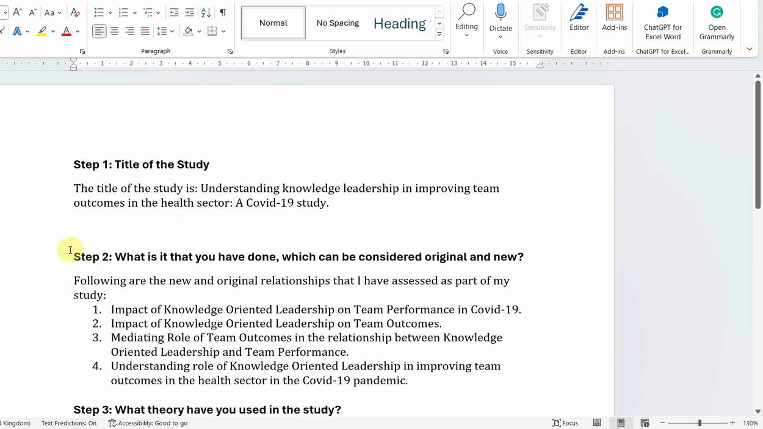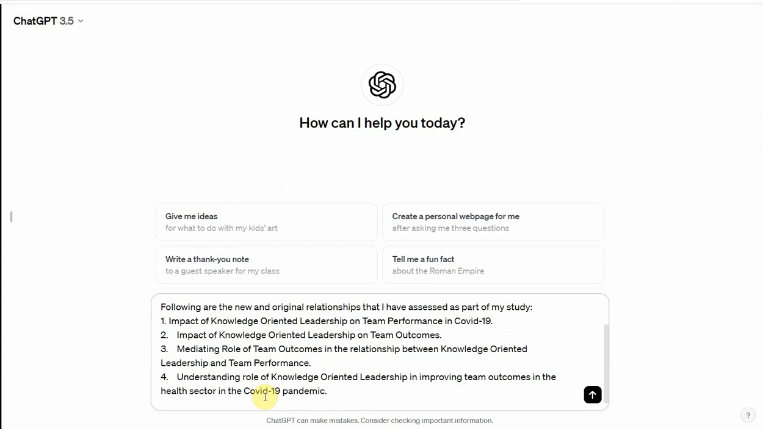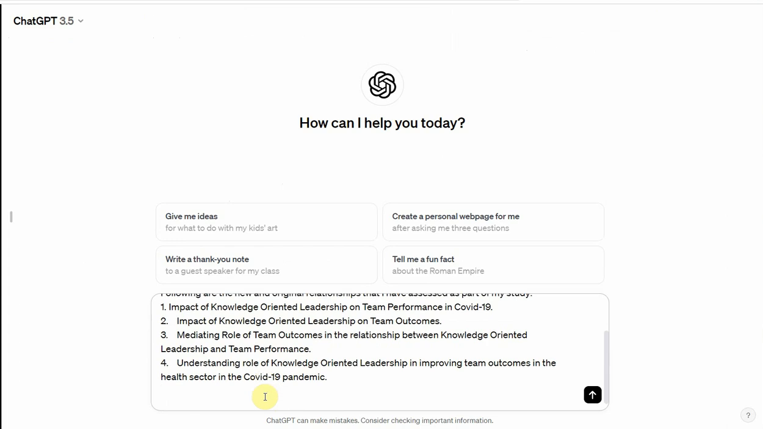Now I have to tell ChatGPT what I have done. What is original and new in my research? So these are the new and original research relationships or new relationships that I have tested as part of my study. So what I'm going to do is press Ctrl V, then Shift Enter.